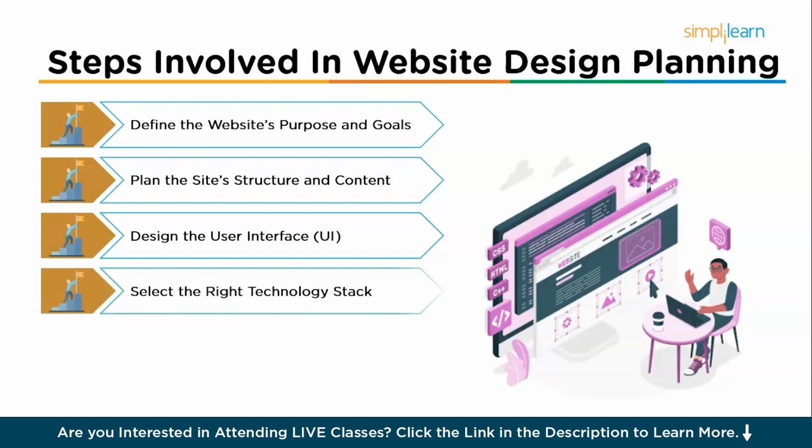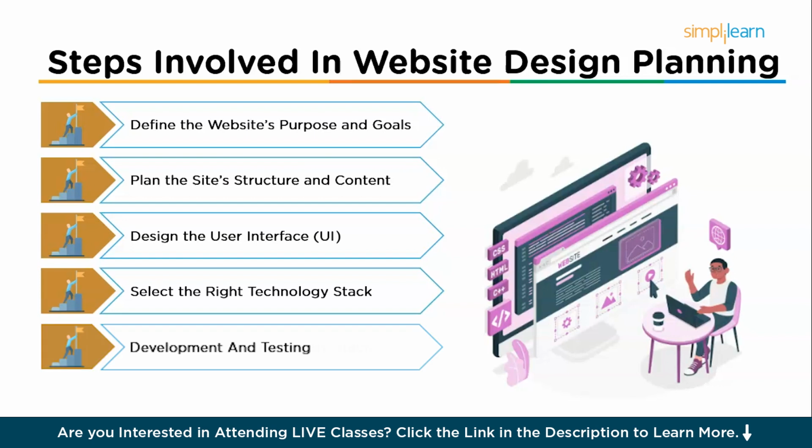Fourth one is select the right technology stack. Determine the technologies needed to build the website. This includes selecting CMS platforms, programming languages, databases, and frameworks. The steps include choose CMS. Based on the website requirements, decide whether a CMS like WordPress or a custom solution is best. Second is select hosting. Based on performance needs, decide on a hosting solution: shared, dedicated, or cloud hosting.